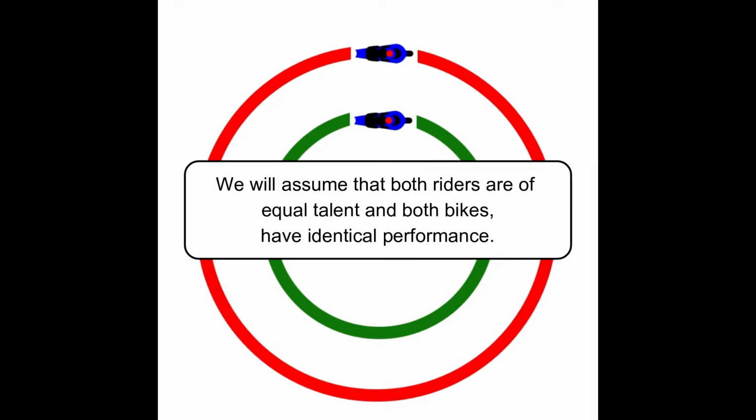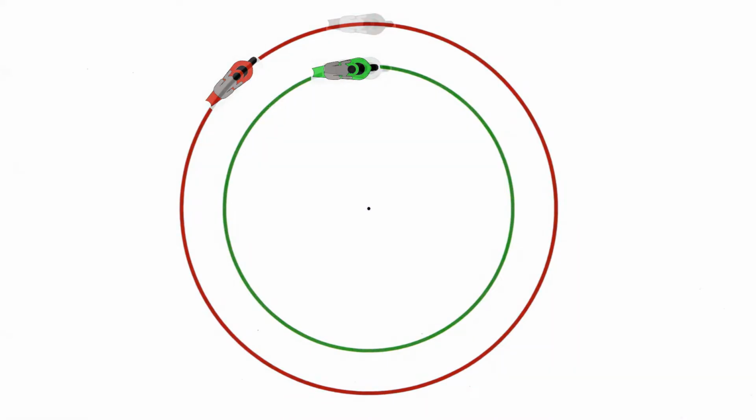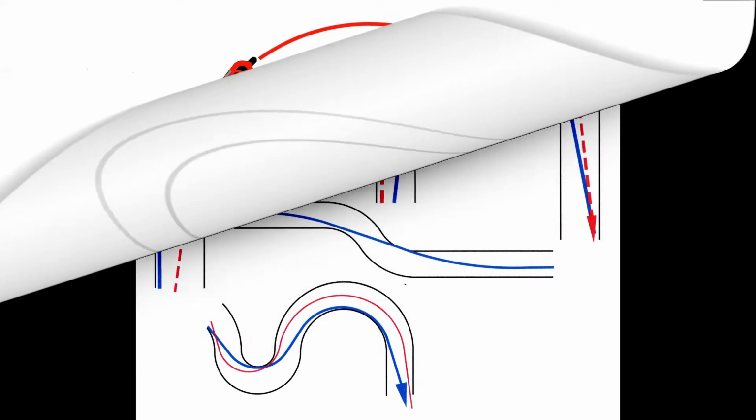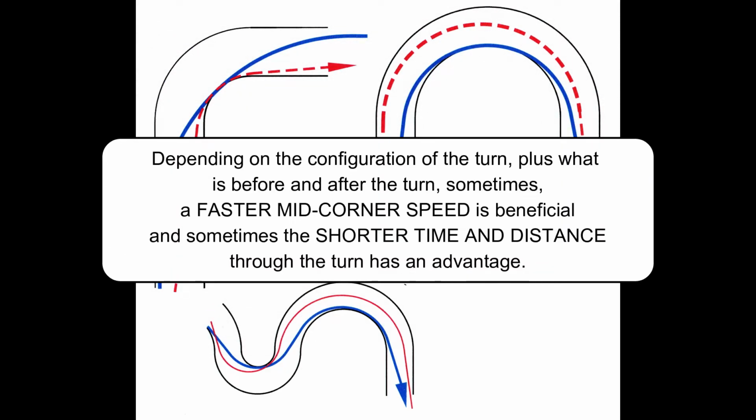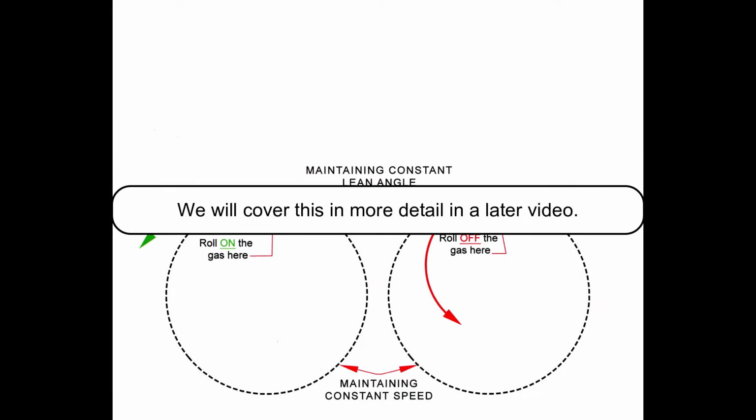We will assume that both riders are of equal talent and both bikes have identical performance, and both riders are trying to go as fast as they can in their respective circles. As the film runs, you can see the bike in the smaller green circle completes the lap sooner than the rider on the larger red circle. Now, depending on the configuration of the turn, plus what's before or after the turns, sometimes a faster mid-corner speed is beneficial, and sometimes the shorter time and distance through the turn has an advantage. These details we'll cover in more depth in later videos.